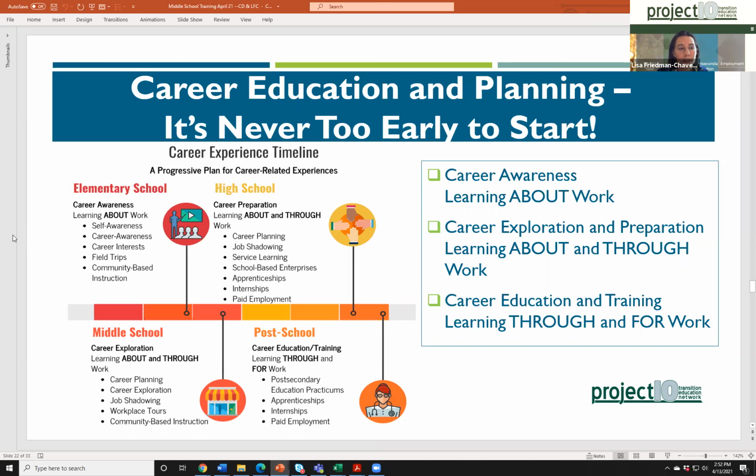Sometimes students with more significant disabilities, maybe their parents aren't talking about, well, what do you want to do when you grow up? But they should be. We want to start planting that seed of high expectations very early on. But when they're moving into middle school, they're still learning about careers for sure, but you're also going to start delving a little bit more into career exploration.